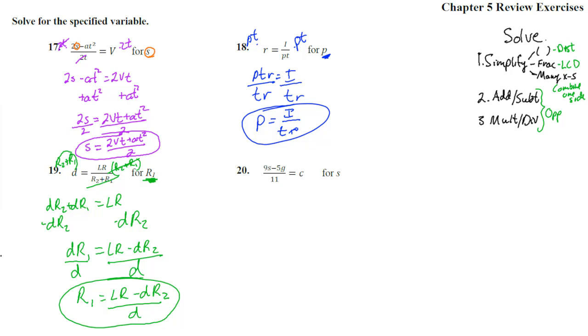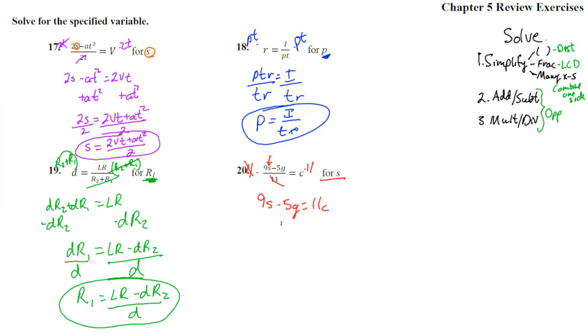Great. All right, last one, number 20. We're trying to get this S right here by itself. Do we have any parentheses? No. Do we have any fractions? Yes. Let's times by 11. Times by 11. Oh, look at that. The 11s are gone. 9s minus 5g equals 11c.